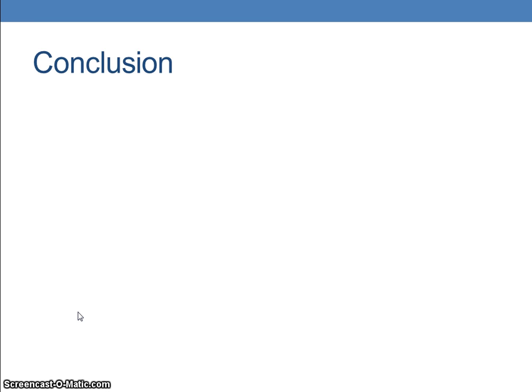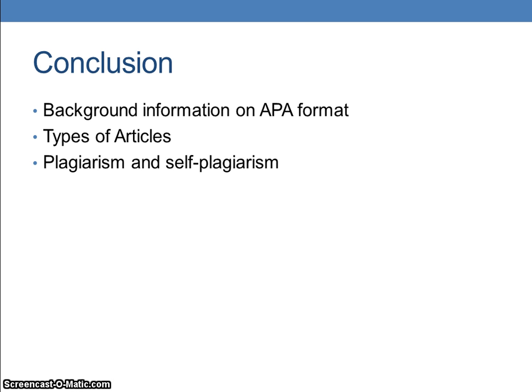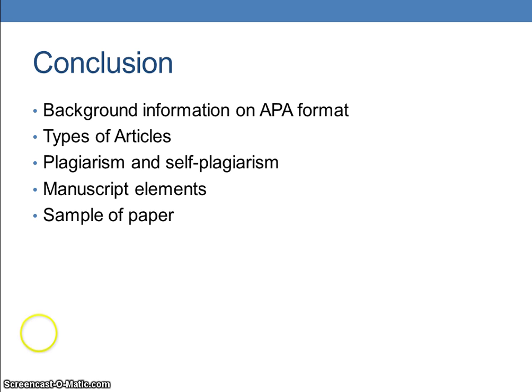So far, we have learned a little bit about background information on APA style and why we use it. We also went over the types of articles there are and which ones we will be more likely drafting in our classes at FTC. We also learned the distinction between plagiarism and self-plagiarism. We went over the manuscript elements and saw an example of an APA paper. Next, we will be learning how to properly cite our sources in APA style.